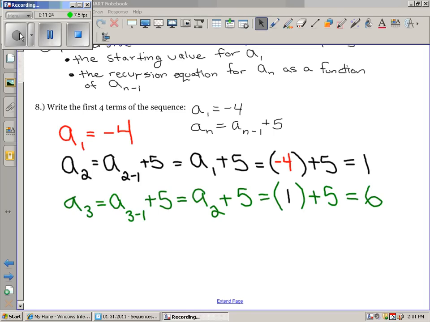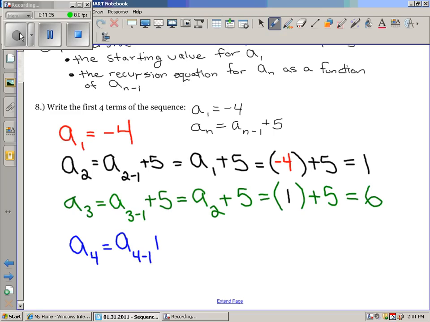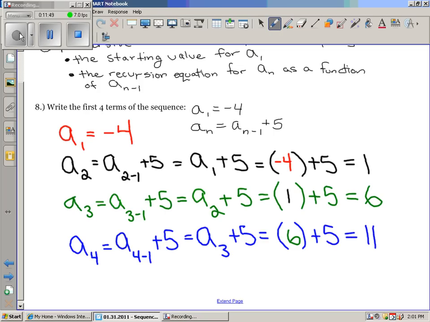Let's find this last term. Red, green. Let's go with blue. The fourth term of this sequence is a sub 4 minus 1 plus 5, which equals a sub 3 plus 5, which ends up equaling 6 plus 5, which equals 11. And that's how we do it.